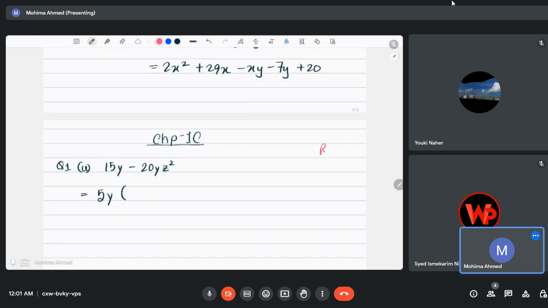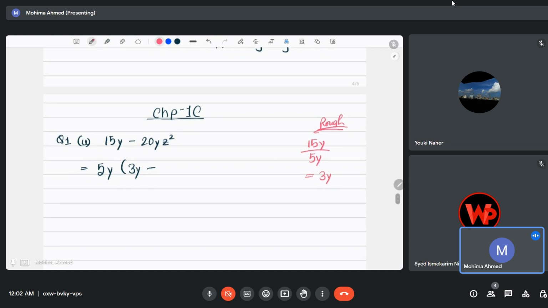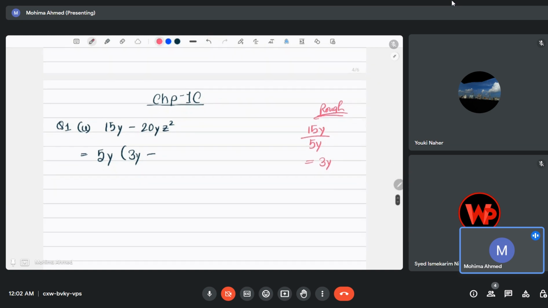So the numbers that should be inside the brackets, you find it like this. I'll do the rough work over here. We're supposed to divide every term by this common factor. So we have 15y. Divide 15y by the common factor, you get 3y. So inside the bracket, you will write 3y. Again with the minus sign, you have to divide the minus 20 by the common factor over here also. So you get minus 20y z square.